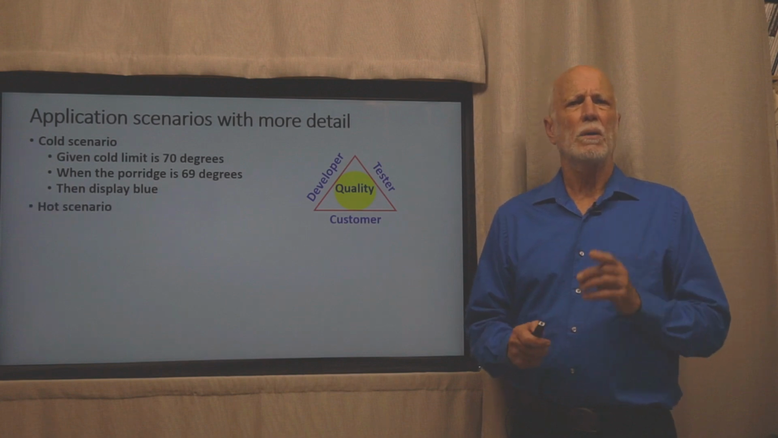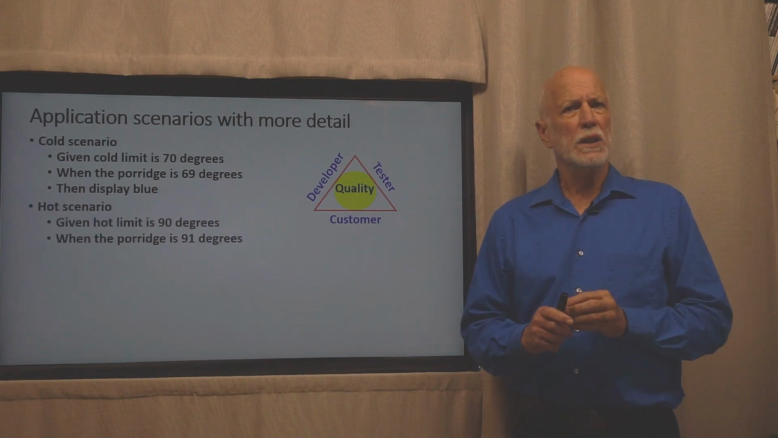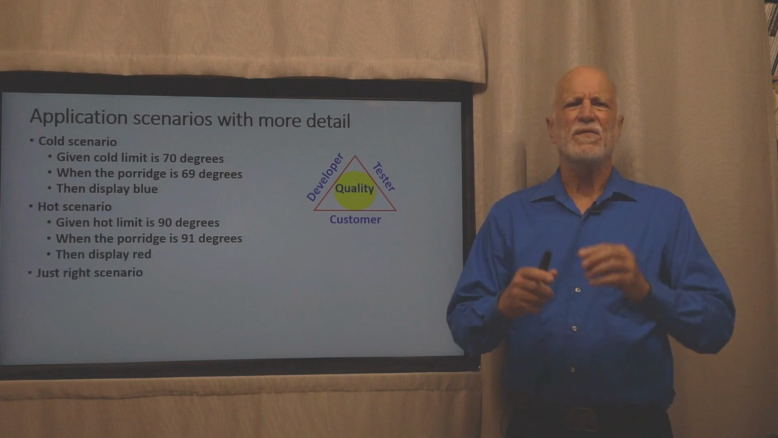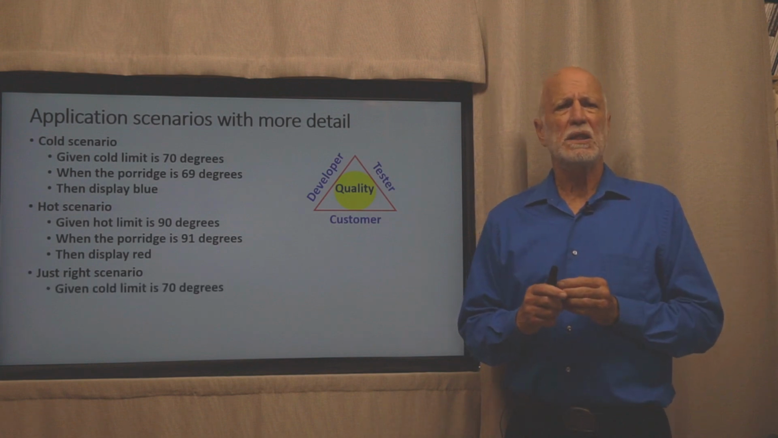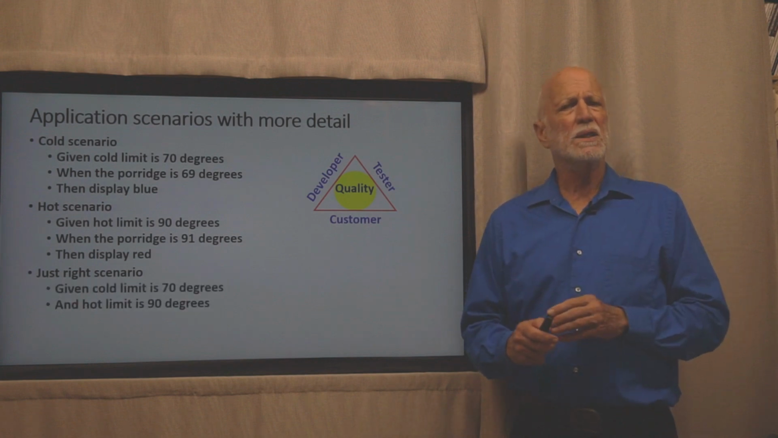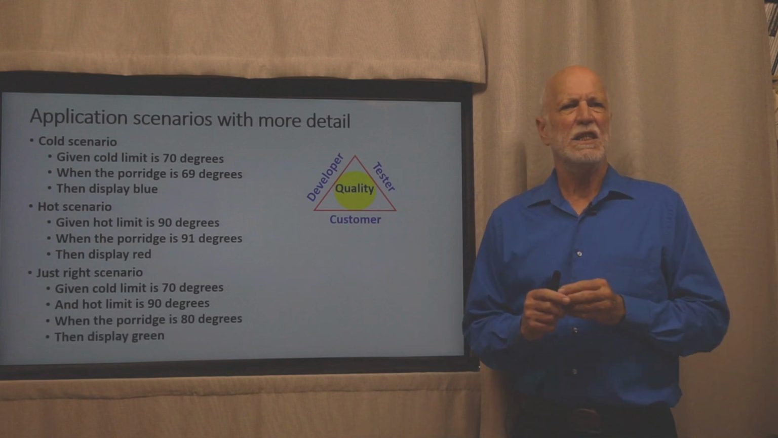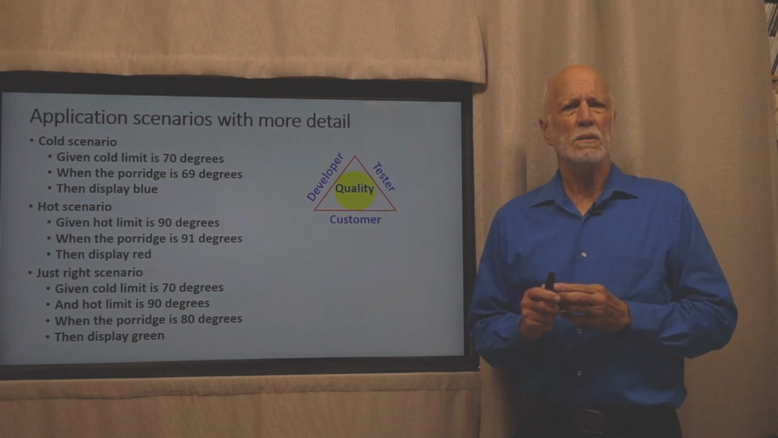The hot scenario. Given the hot limit is 90 degrees, when the porridge is 91 degrees, then display red. And finally, the just right scenario. Given our cold limit is 70 degrees, our hot limit is 90 degrees, when the porridge is 80 degrees, then the display is green. There's our set of application scenarios.